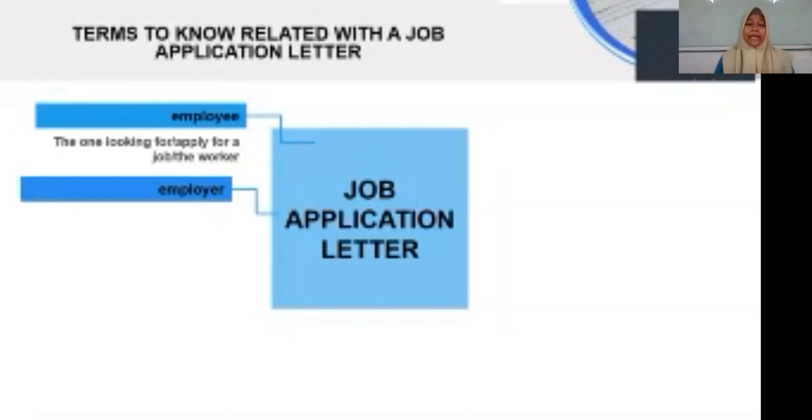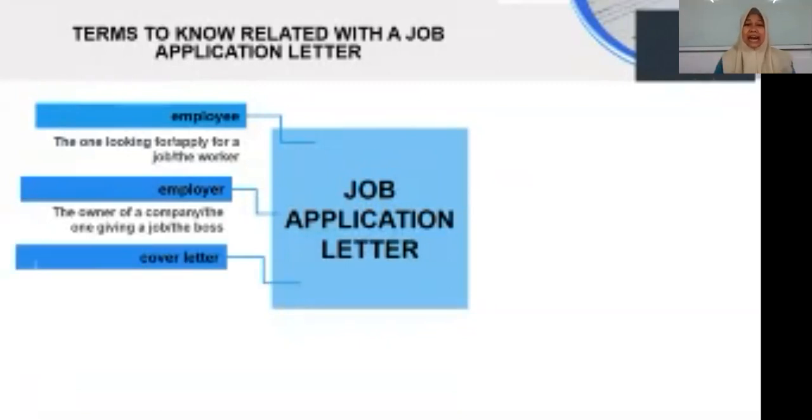The next one we have is employer. So employer is the owner of the company, or the one giving a job to someone, or the boss. Okay, so these two words usually make people confused. So I hope after you listen to this explanation, next time you don't get confused again about how to differentiate between employee and employer. If you are the one who finds a job, you are the employee. If you are the one who gives a job to someone, you are an employer.